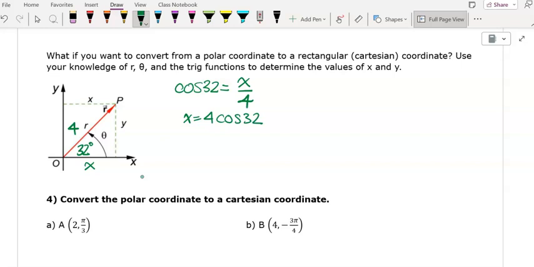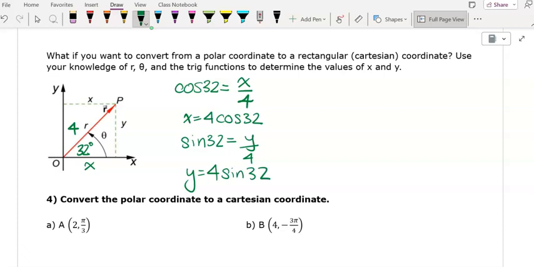And then in order to solve for Y, you do the same thing, except that would be opposite and hypotenuse. So you'd say sine 32, because that's your opposite and hypotenuse, is equal to Y over 4. And then in order to solve for Y, again, just like before, you'd multiply that 4 to both sides, and you'd have Y is equal to 4 times sine 32.